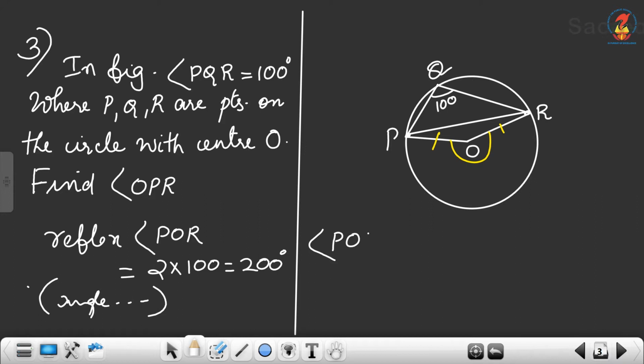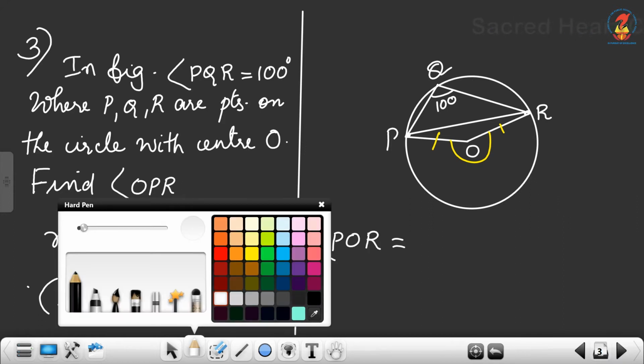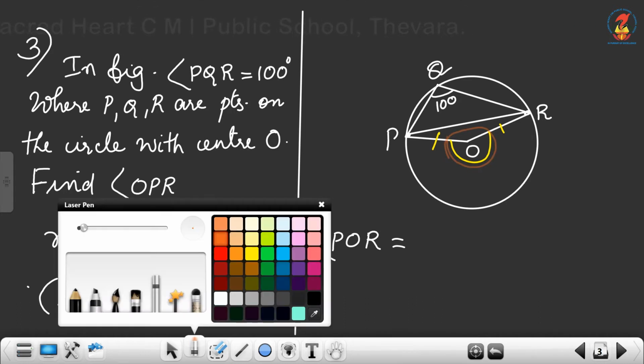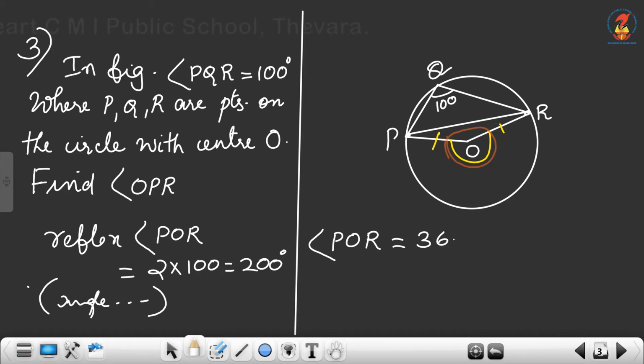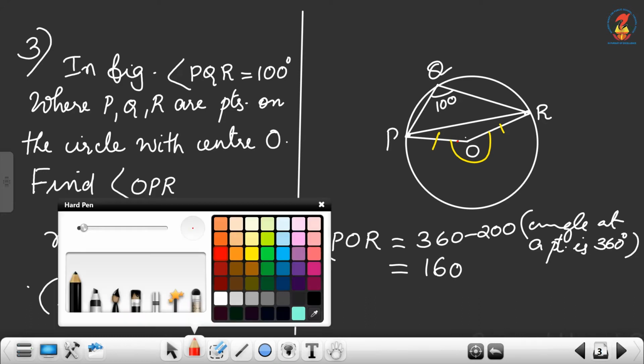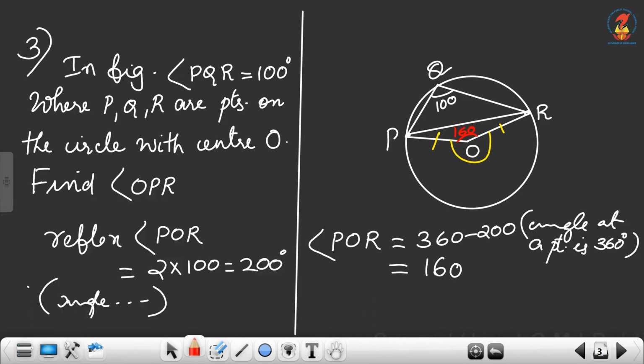What about angle POR? What is the connection between these two angles? It is angle at a point, so it is 360 degrees. So angle POR is equal to 360 minus 200. Reason? Angle at a point is 360 degrees. So that is equal to 160 degrees. So what we got is this angle is equal to 160 degrees.